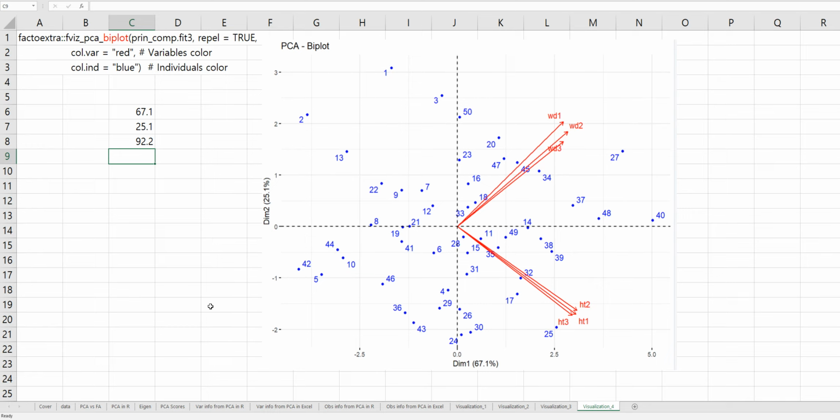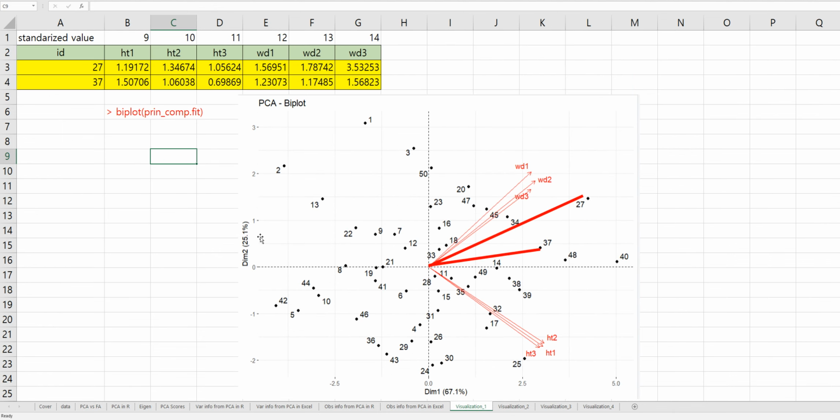So again, if you visualize principal component analysis by using the biplot function, you can quickly and easily understand the relationship between them. I hope this video is useful to understand how to use visualized output to understand principal component analysis.